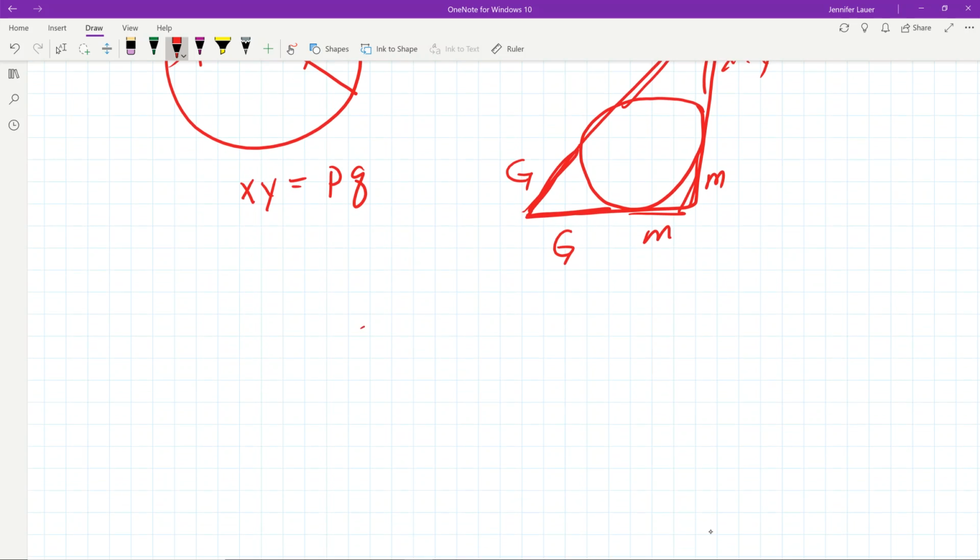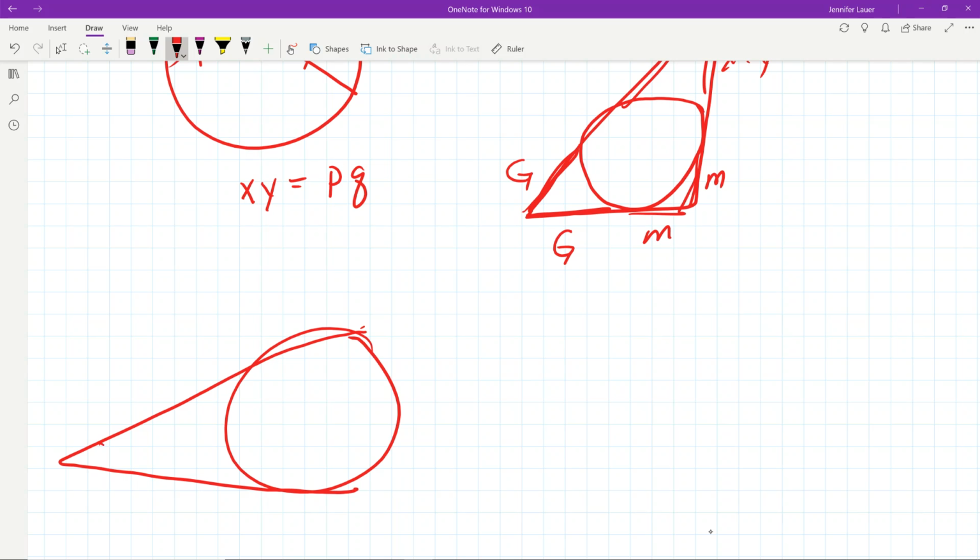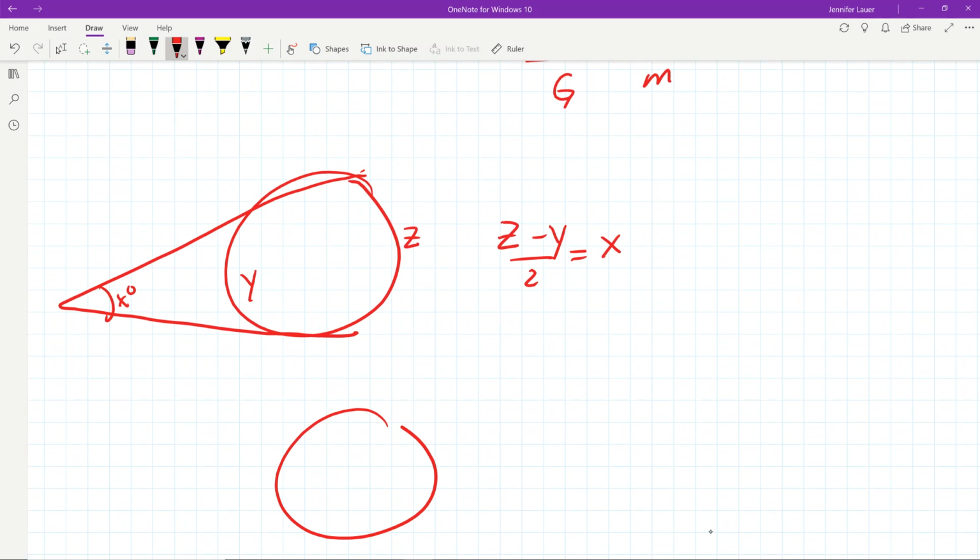If you have a circle and you have an exterior, and this is y and this is z, z minus y divided by 2 is always x. And then if you have one that's like this, so let's call this x. These are both x, right, because they're equal. And this is y and z. This would be y plus z divided by 2 is x. I think that's it. Yeah, that pretty much covers it.